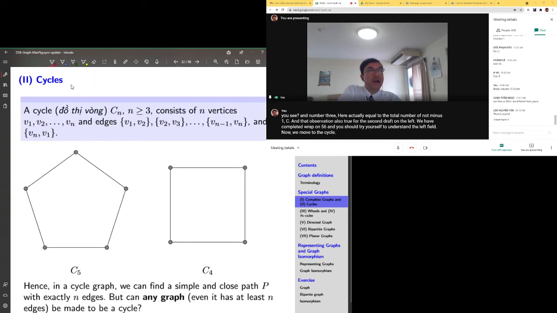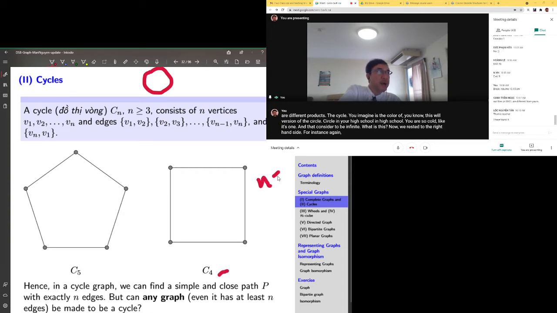The cycle is different from the complete graph. The cycle, you imagine, is a kind of discrete version of the circle, the circle from your high school. In high school, you draw a circle like this one, and that is considered to have infinite vertices. Now we restrict to the right hand side, for instance.